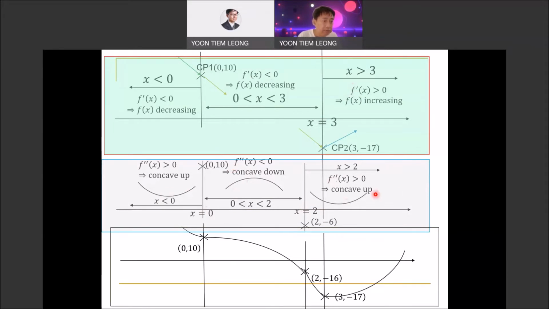So what you have to do is work out the trend in region 1, the trend in this region, the trend in this region, and the trend in this one. So basically there are 4 regions.